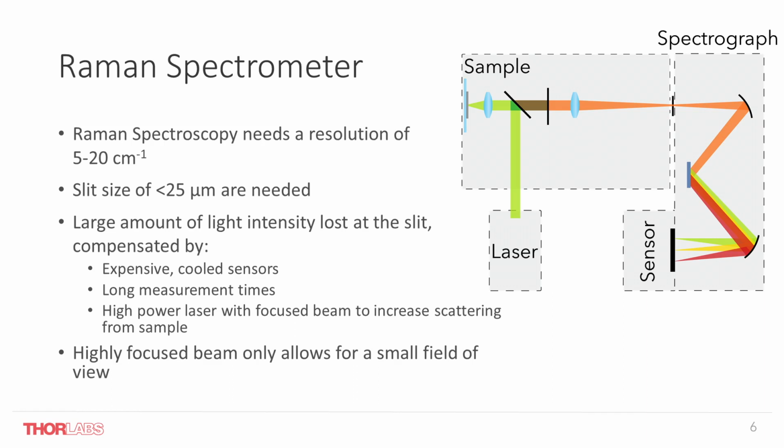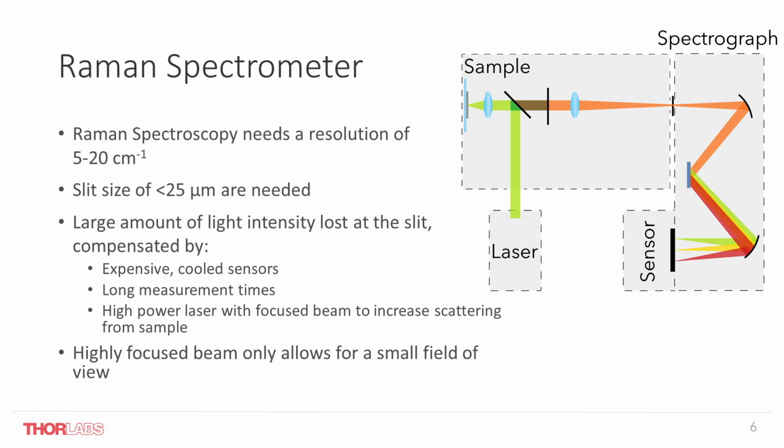Typically, extremely small dimensions with less than 25 microns width and about 1 mm height are chosen to reach the needed resolution. The trade-off for this is that a lot of light intensity is lost at the small aperture. So conventional setups need to compensate for this in several ways. They typically use rather expensive cooled sensors and long exposure times for averaging to generate their spectra.